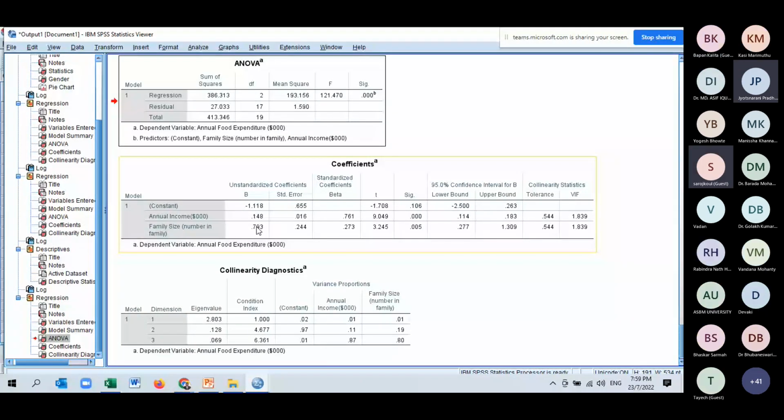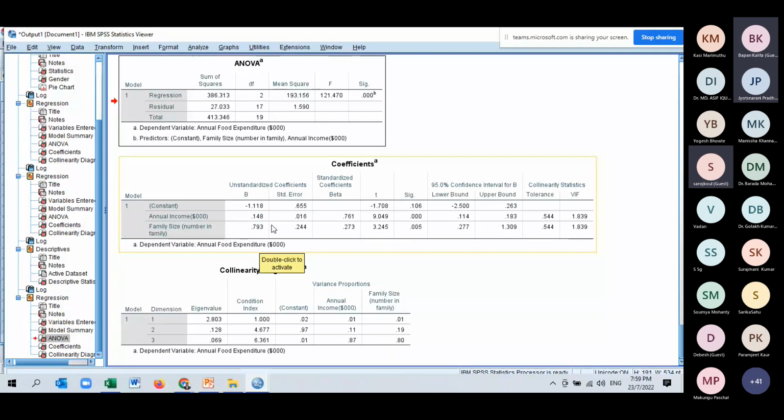Unstandardized coefficient can be used for prediction, meaning a $1 increase in income will increase the family expenditure by this many units. Otherwise, if one family member is added to the family, this much expense will increase in their family. Agree?